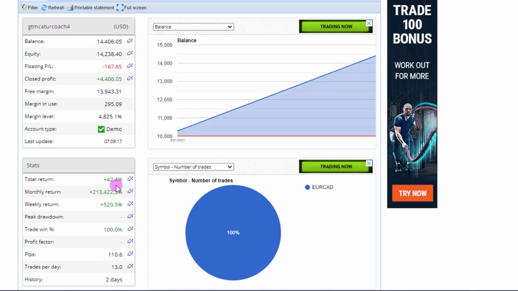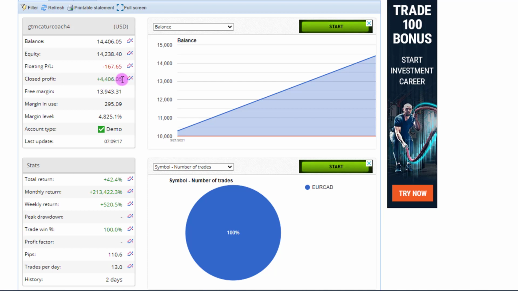It says okay, 42% return in only 1 day because the account was opened a little bit earlier, and immediately I start gathering information. I can see that the EuroCAD was used to trade this particular account, and I can see that already 4,400 has been banked on this account. The account started with $10,000. It's a demo account, and already 4,400 has been banked.